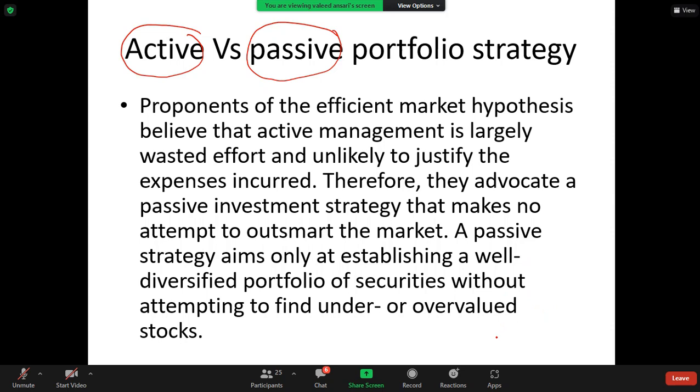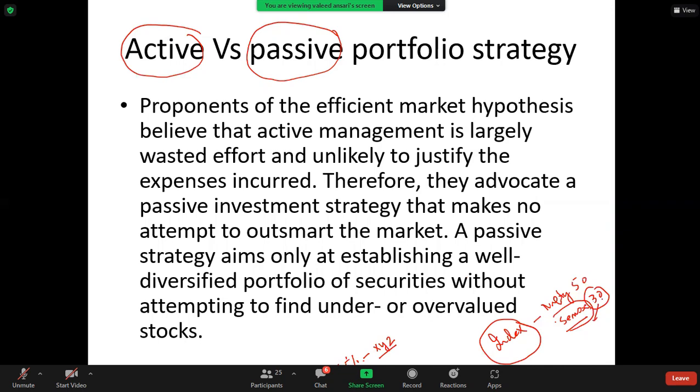Passive portfolio strategy means you construct a portfolio based on some index like the Nifty 50 or the Sensex, which has 30 stocks. You just form a portfolio of 30 stocks in proportion to the weights of the constituents in the Sensex. Like if XYZ company's weight in the index is 0.05, meaning 5%, you also hold 5% of your portfolio in that company. In other words, you mimic the portfolio formation of some index. This is called passive investing. You do not have to actively change anything.